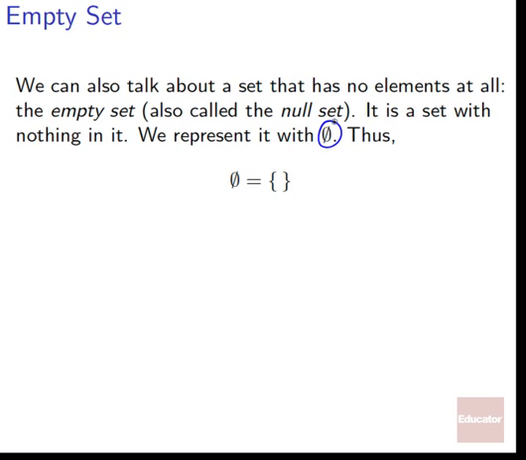any set that has no elements inside of it must be the empty set. There's only one empty set because there's only one way to have nothing inside of a set. So the empty set is just nothing at all. There's nothing inside of it. No elements. We've got the empty set.